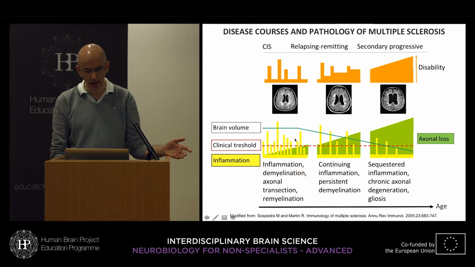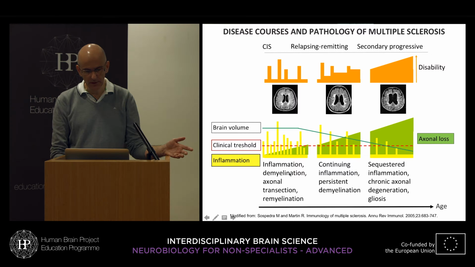Over the time, inflammation is very high at the beginning of the disease and is declining. In contrast, axonal loss is accelerated over the course of the disease, rare at the beginning and very frequent at the chronic stages of the disease, which is also reflected by the loss of brain volume.